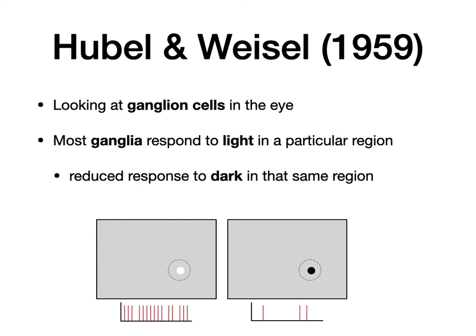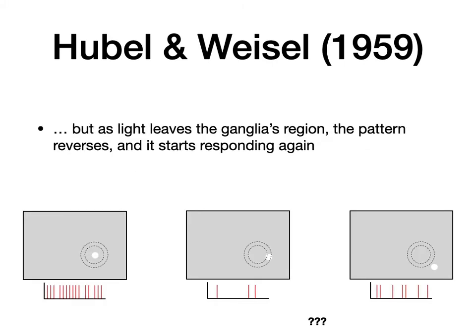So bright light produces a certain kind of response. A lack of light, a darker light, shows a reduced response, right? Here's the tricky part. As light leaves the ganglion's region, that pattern reverses and it starts responding again.